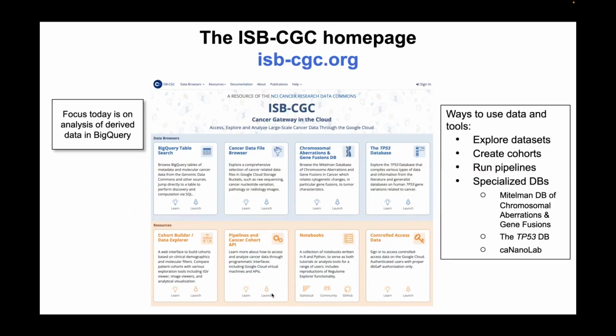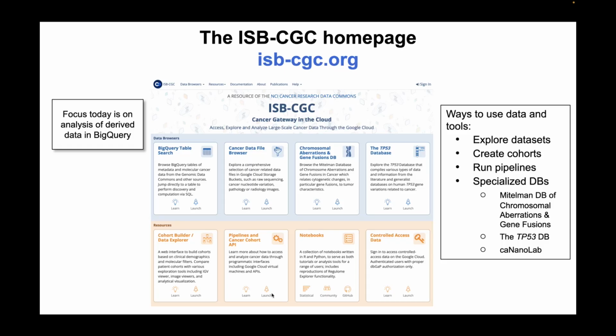So who are we? Who's the ISB-CGC? We're a part of the CRDC. The CRDC is largely comprised of the data commons and then cloud resources. There are 3 cloud resources: us, Seven Bridges, and Terra. And our component in this is to try to enable the researchers, enable you guys to do your analyses, to access the data, and pave over those barriers that you might encounter and help you overcome them. So this is a screenshot of our homepage.